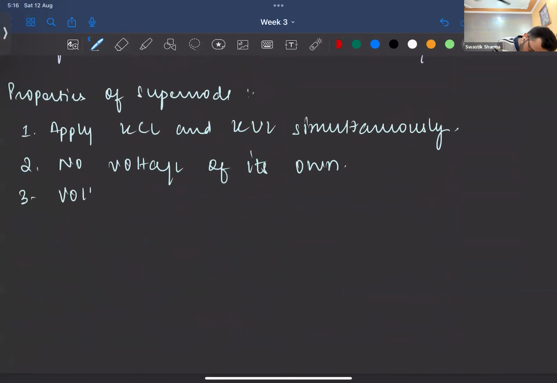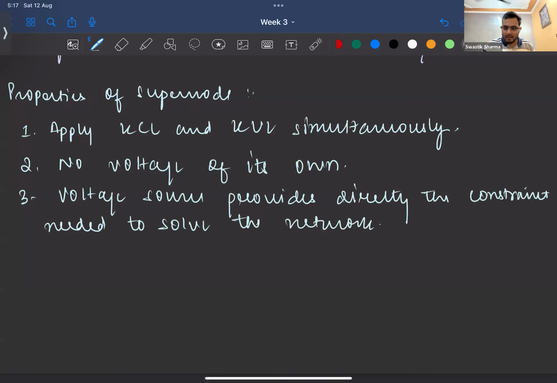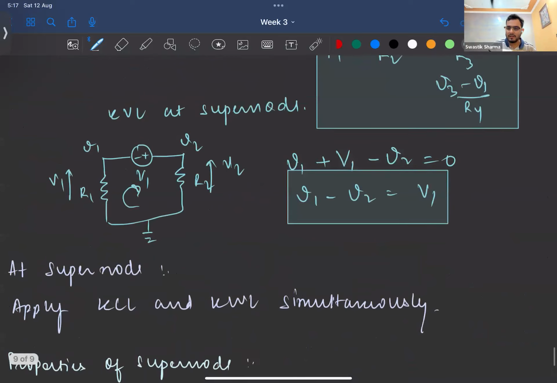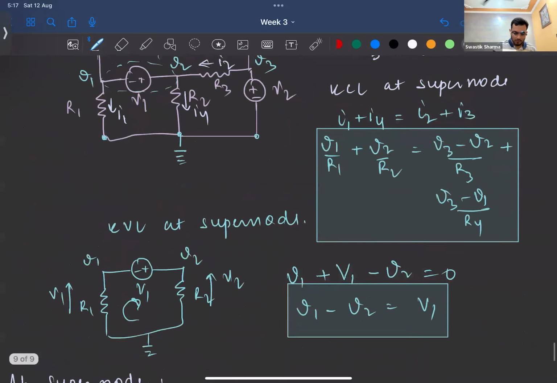And third, a voltage source directly provides the constraint. Since the difference between those two nodal voltages is equal to the voltage of the voltage source, once I get this, getting the values of v1 and v2 from the other equation is quite easy, because we have two equations and two variables, and we can always solve it.